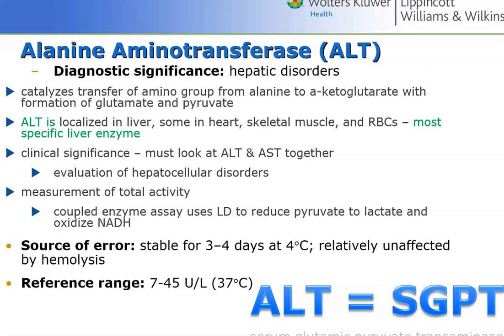Your book says that this is relatively unaffected by hemolysis. If the hemoglobin being released is moderate to severe, and your plasma or serum is starting to look red, there's a good chance that your ALT is going to be increased as well. So your best bet, since AST and ALT have to be looked at together, and AST is going to be high in any hemolysis, is don't use hemolyzed specimens. That's my best advice. If you need to do enzymes, don't use hemolyzed specimens.